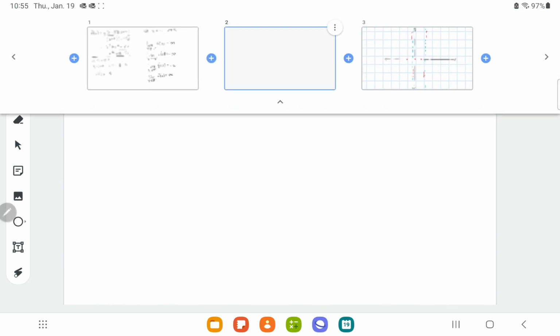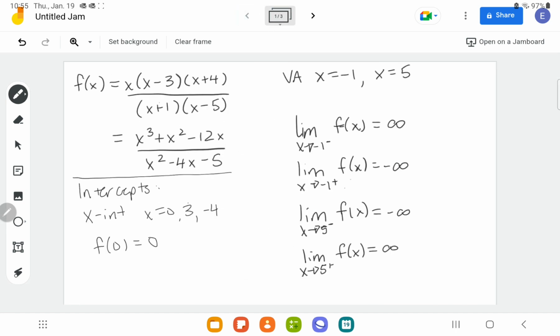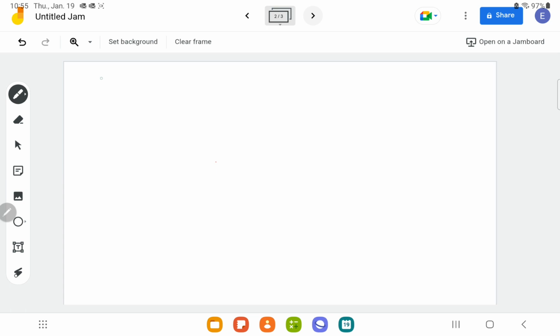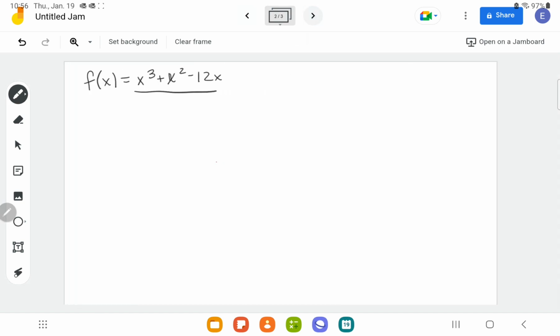I'm going to add another slide in here so I can go through, and I'm going to do the long division for the oblique asymptote on a separate page. So I have x cubed plus x squared minus 12x over, forget my function here, x squared minus 4x minus 5.